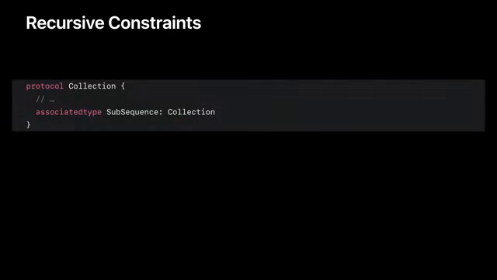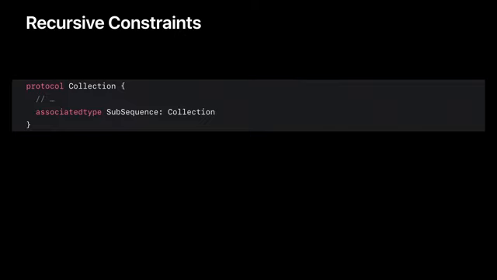Recursive constraints describe relationships among protocols and their associated types. This is a topic that we didn't cover in the WWDC version of this talk, but it's an important part of the standard library's use of Swift's generic system. Let's jump right in. A recursive constraint is nothing more than a constraint within a protocol that mentions that same protocol. Here, collection has an associated type named subsequence that is itself a collection.